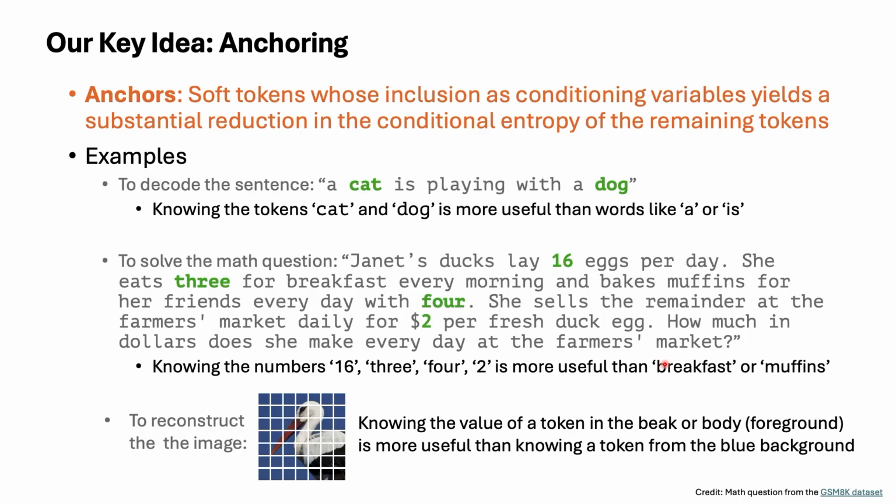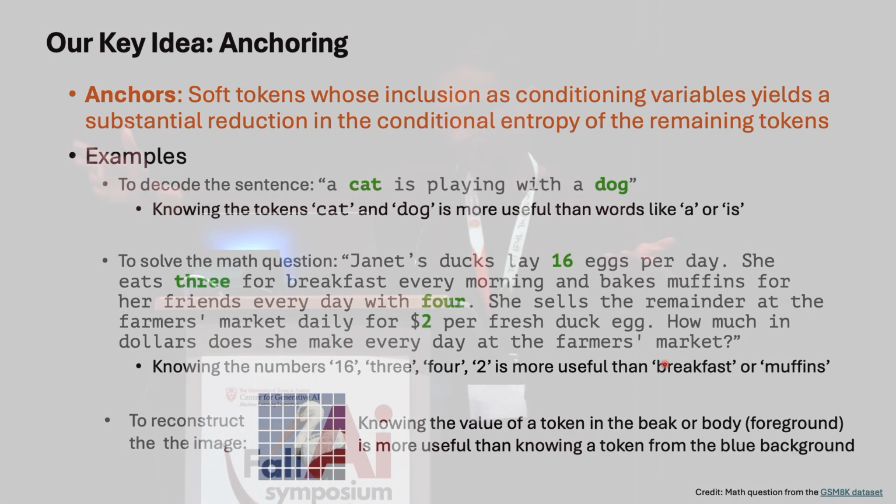Now, if I had to give you a few words from this, which will help anchor this whole sentence, it makes sense that the numbers 16, 3, 4, and 2 are much more useful than to know that it's for breakfast, or they're muffins, or it's at a farmer's market. Those things are irrelevant for answering this question. So in this case, the numbers would be the anchors. So again, anchors are those words in this vocabulary, which if you knew, would help decode the rest of things much faster. Similarly for an image as well.